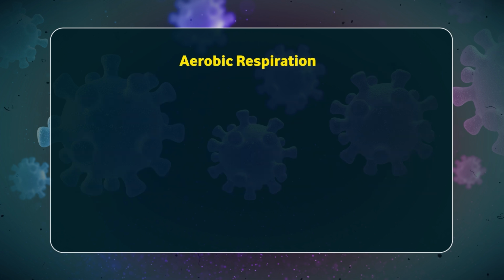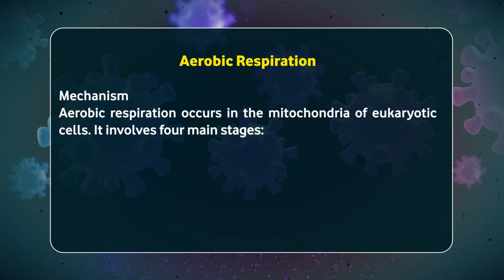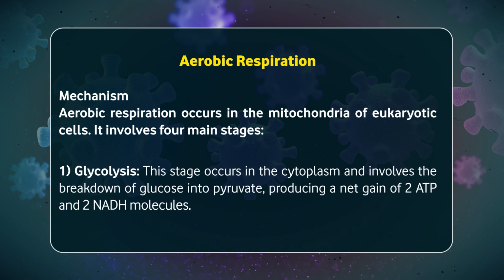Aerobic respiration, as we all know, occurs in mitochondria of eukaryotic cells. It involves four main stages. First, glycolysis. This stage occurs in the cytoplasm and involves the breakdown of glucose into pyruvate, producing a net gain of 2 ATP and 2 NADH molecules.